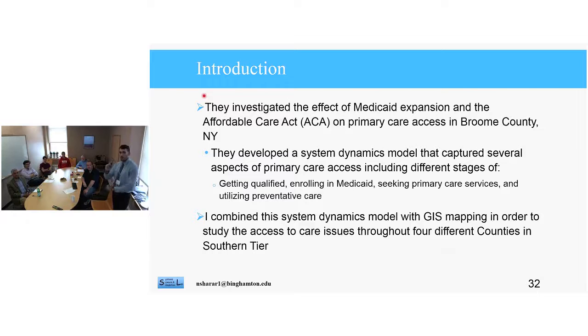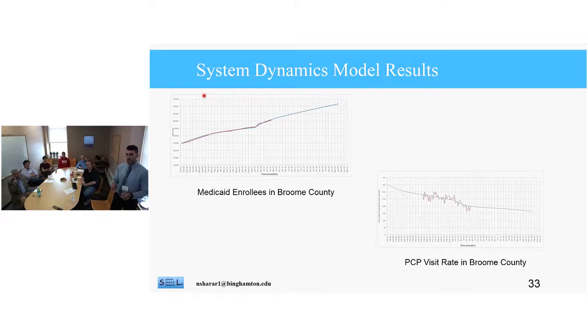They looked at different aspects of primary care access, including different stages of getting qualified, enrolling in Medicaid, seeking primary care services, and utilizing preventive care. Then I'm using the results of that simulation to map on the GIS map and look further at the spatial factors. These are the results that they got.